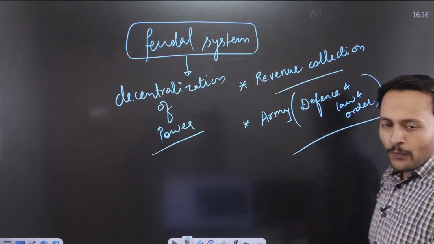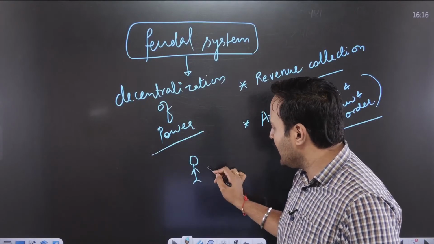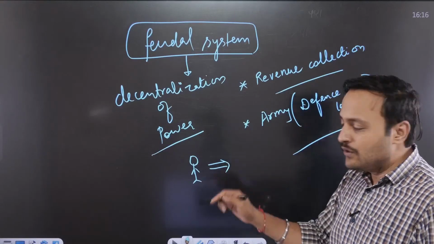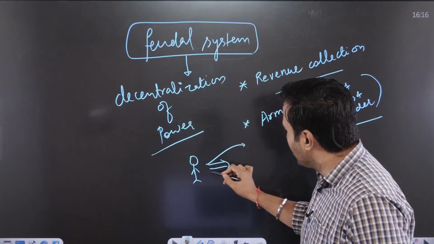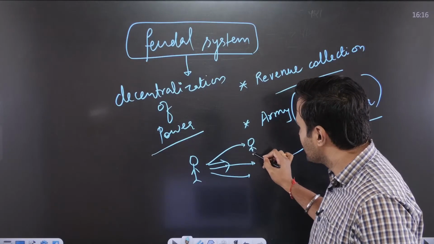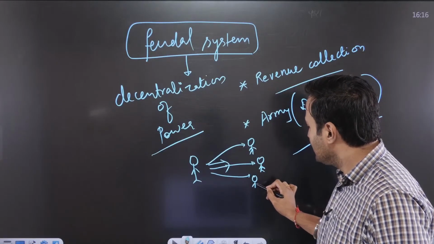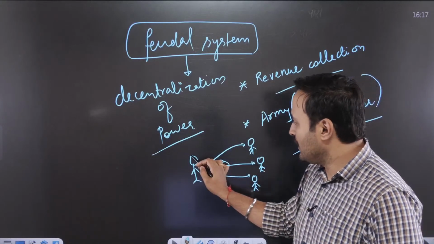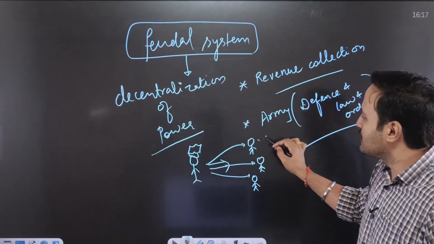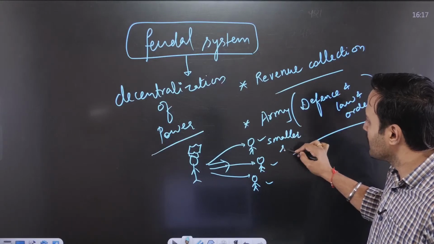So when any particular ruler, say any king, distributes or delegates his powers to collect the revenue on several people, on several representatives, suppose this is one person, this is the second person, and this is the third person. Now, instead of this one king, these 3 smaller rulers, they are the smaller representatives.